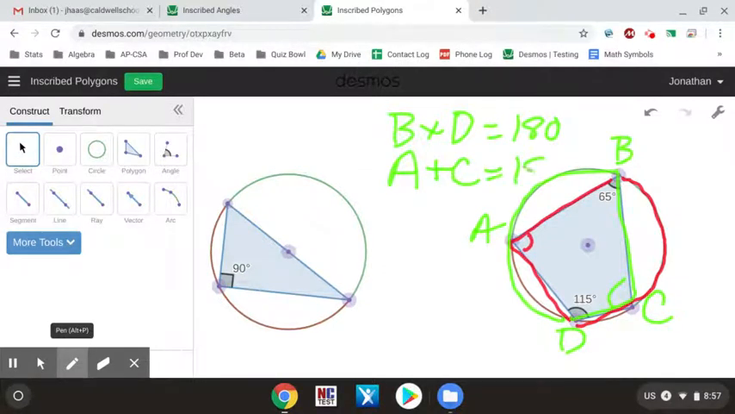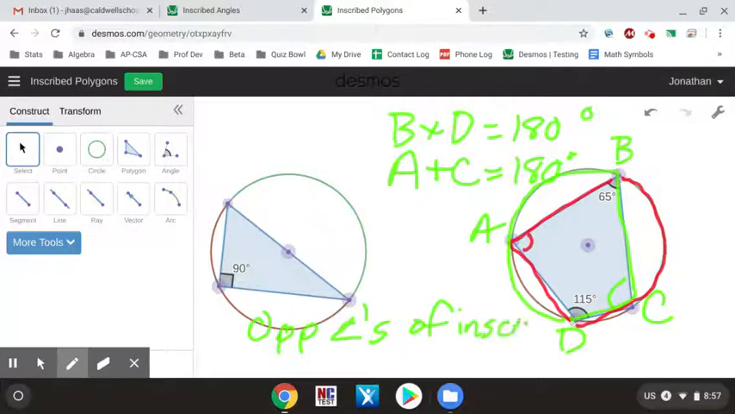equal to 180. And the mathematical way of saying that is to say that the opposite angles of an inscribed quadrilateral, I apologize for my handwriting on this screen, quadrilateral, are supplementary. And supplementary is just a fancy way of saying add to 180.